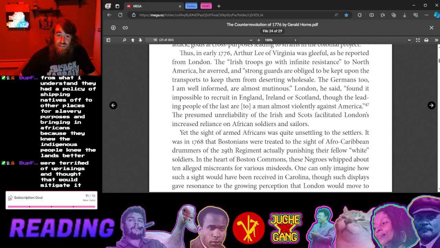Thus, in early 1776, Arthur Lee of Virginia was gleeful as he reported from London. The Irish troops go with infinite reluctance to North America, he averred. Strong guards are obliged to be kept upon the transports to keep them from deserting wholesale. The Germans, too, I am well informed, are almost mutinous. London, he said, found it impossible to recruit in London, Ireland, or Scotland, though the leading people of the last are almost violently against America. The presumed unreliability of the Irish and Scots facilitated London's increased reliance on African soldiers and sailors.